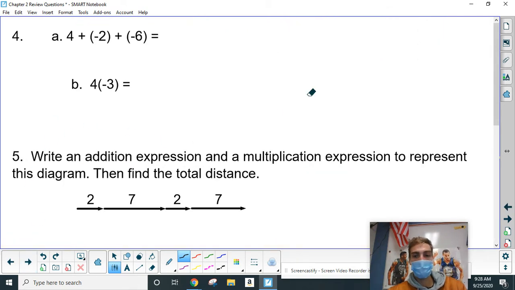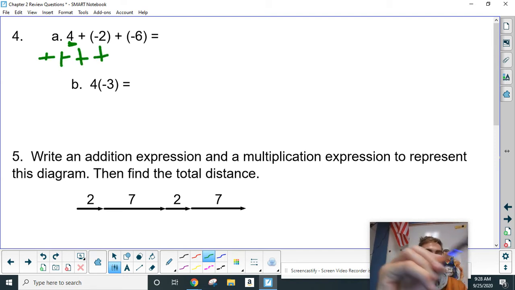All right, now we're looking at problem 4 here. It says 4 plus negative 2 plus negative 6. So what I like to do is for these positive numbers, write these little plus signs, or plus chips, they call them in your book, and then you're going to add these negative signs. So here's my -2, and then I still have -6, so I need to add 6 more here.